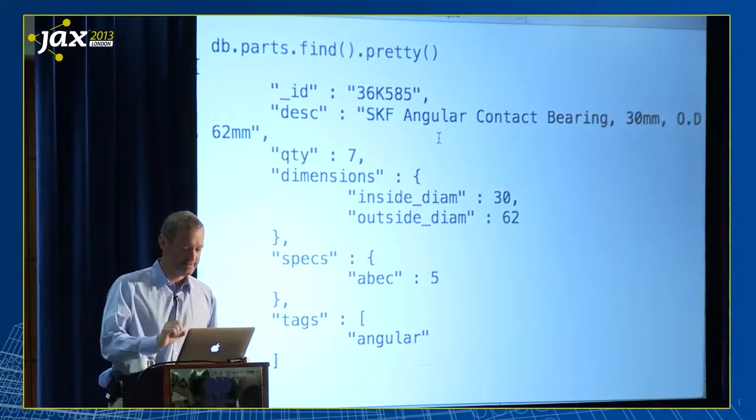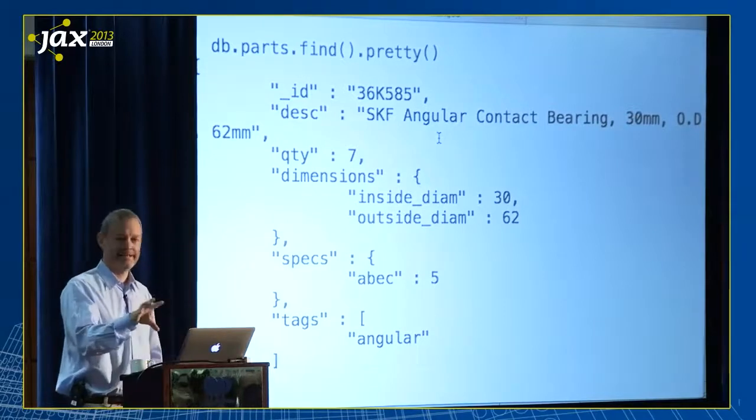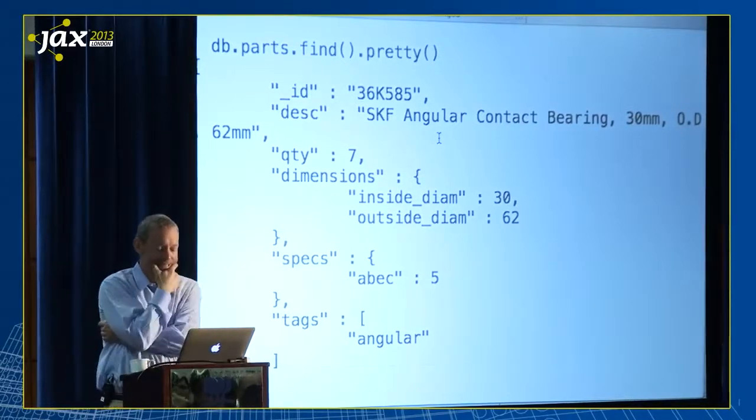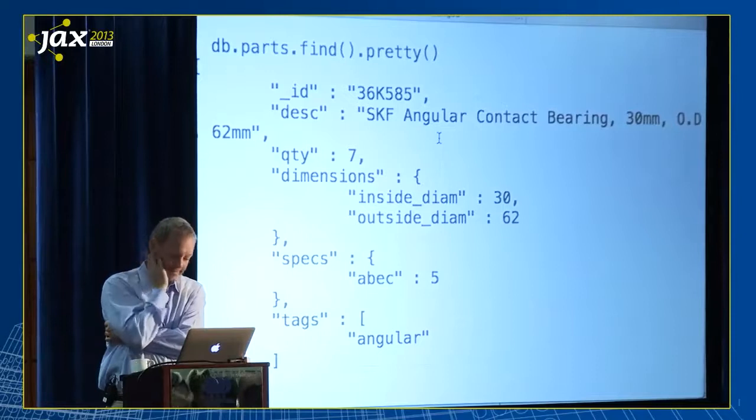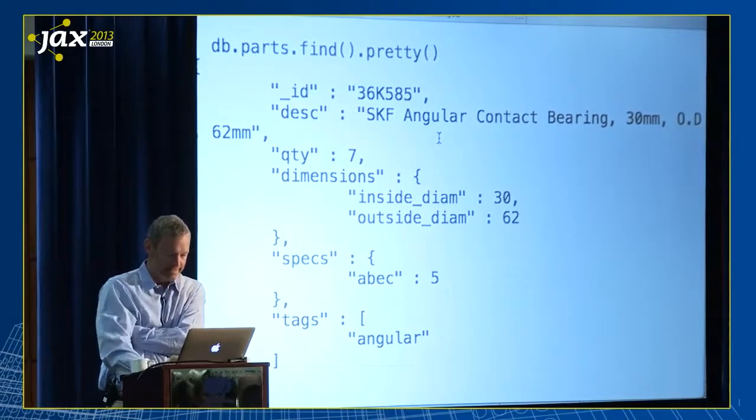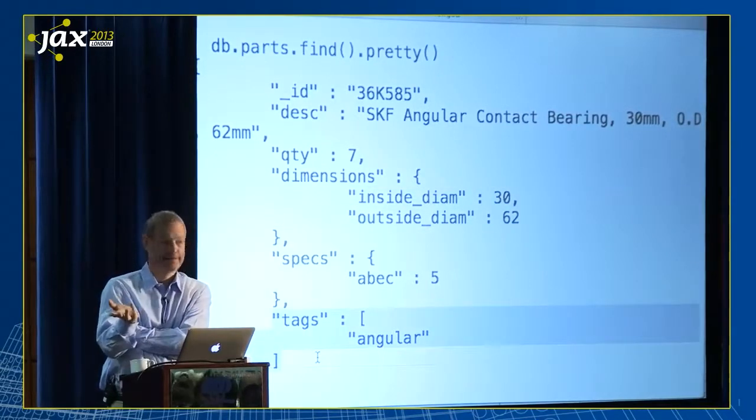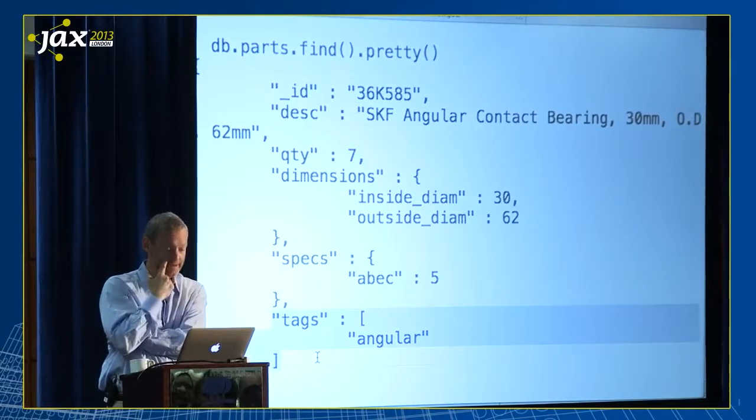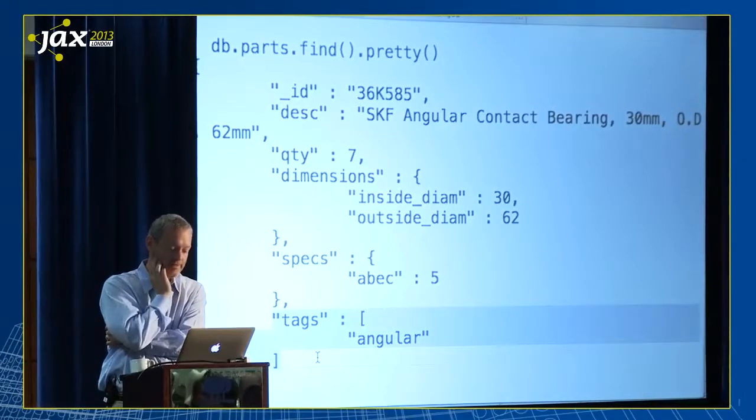But note that just putting this in here was very easy. What would we do in relational? It wouldn't be hard to do in relational here, but these would just probably become columns. Tags would probably become, because there could be multiple tags, a second table, right, with a foreign key relationship back to here. Item parts underscore tags or something. That would work fine.